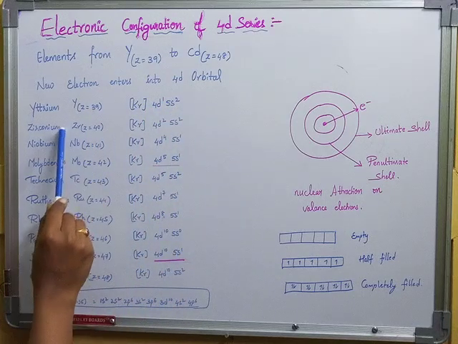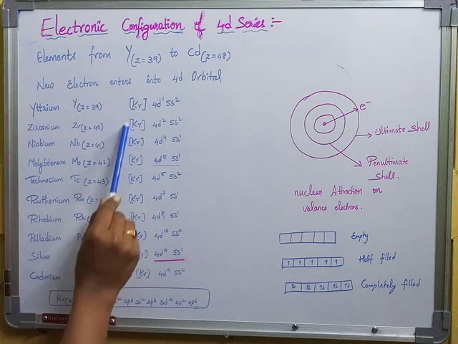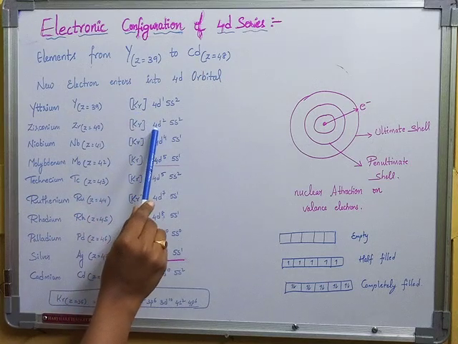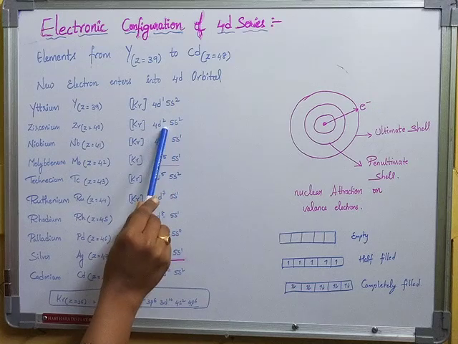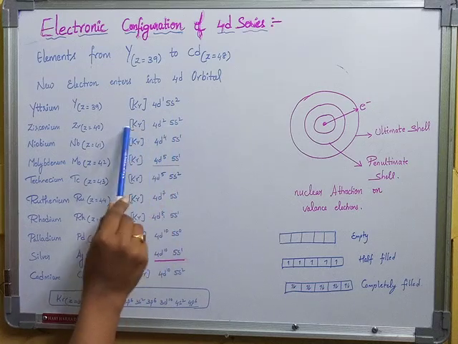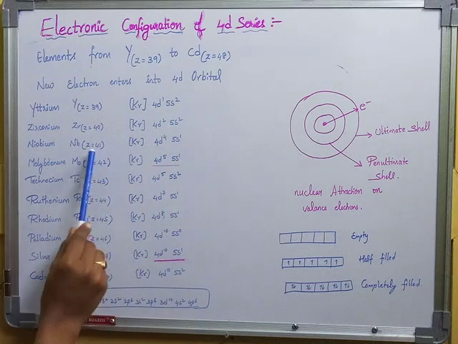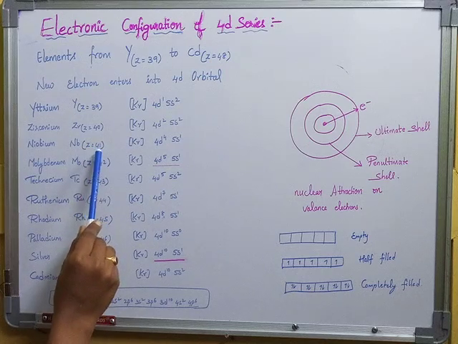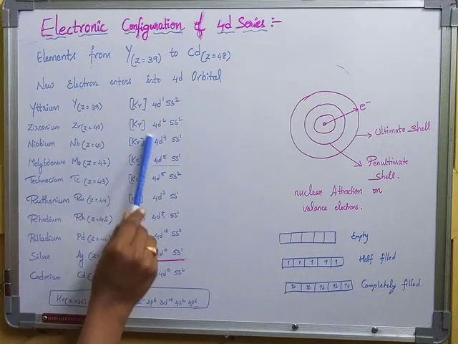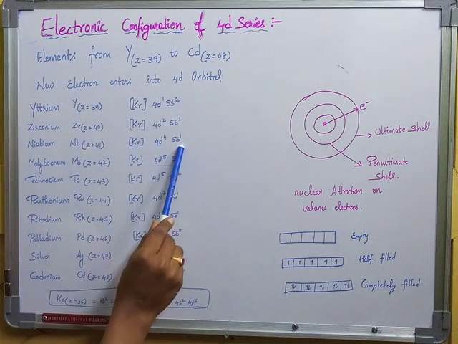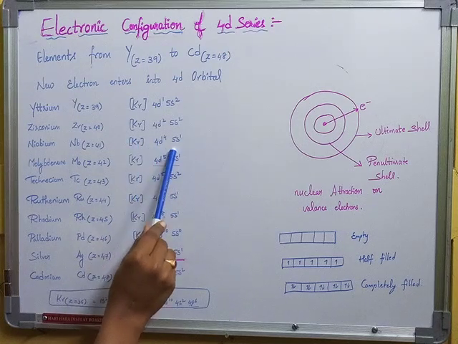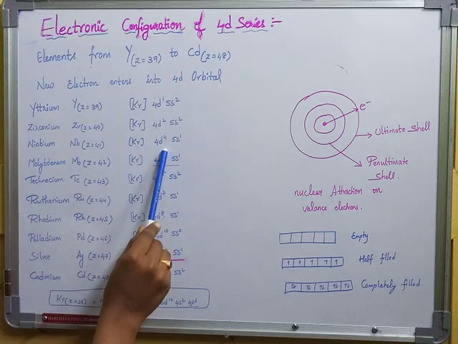Next coming to zirconium. Krypton 36. Next we have 4d2 5s2. So 36 plus 4, 40. We have a total of 40 electrons in zirconium. Next niobium. In niobium we have 41 electrons. So krypton 36. Next continuation 4d4 5s1. That means 36 plus 5, we have 41 electrons.